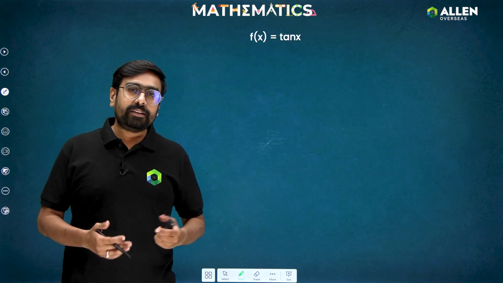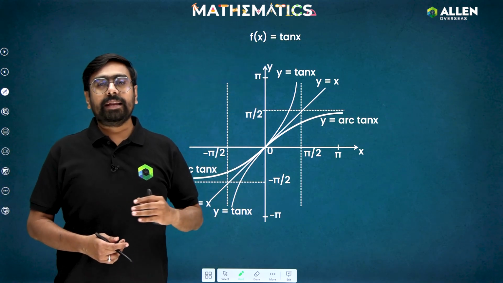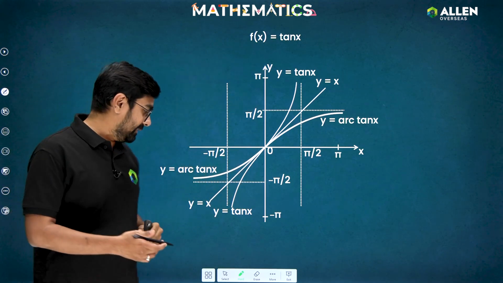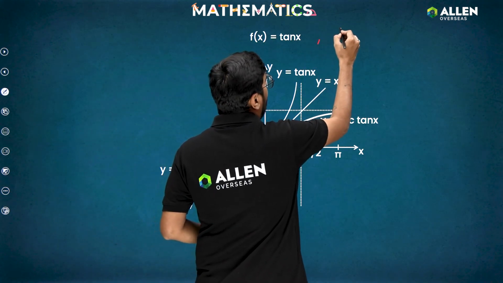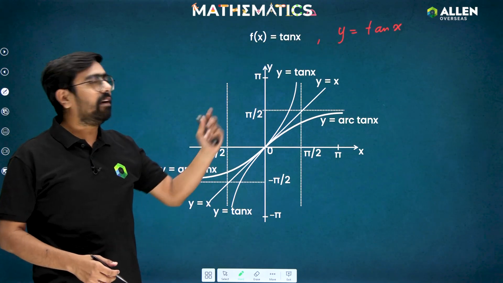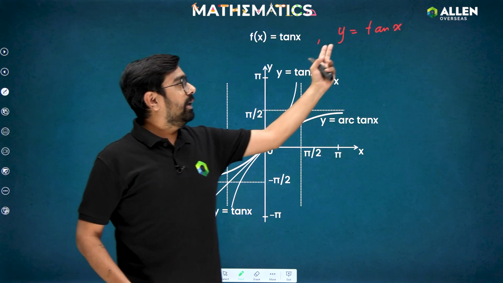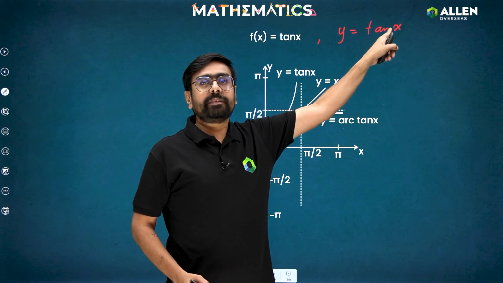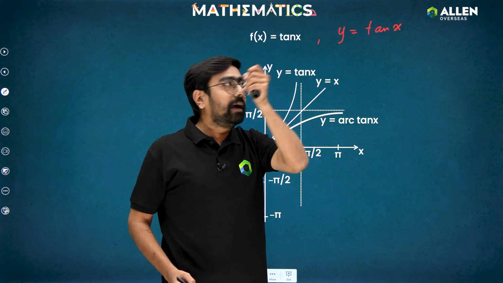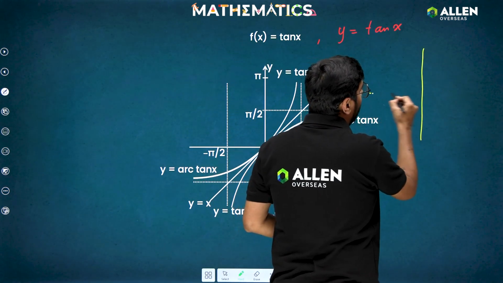So if we simply see the graph of y is equal to tan x, or f of x is equal to tan x. Let me write over here y is equal to tan of x. We must have already studied the graph of tan x. So basically over here x represents an angle and y is the value of tan of x. Right? We must have seen the graph. We draw it like this.